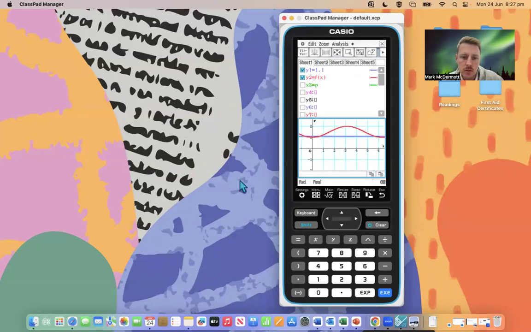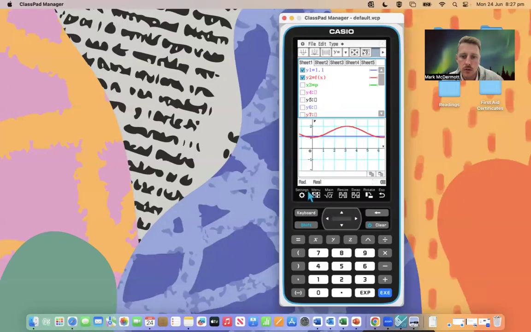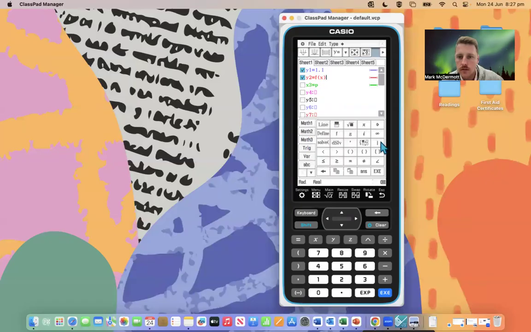Okay, but I'm only interested between negative pi on 3 and pi on 3. So I've got to put a domain in here. Negative pi on 3, positive pi on 3.